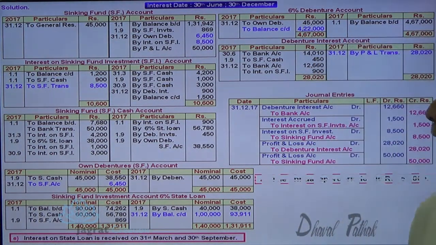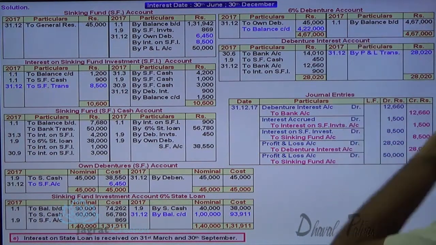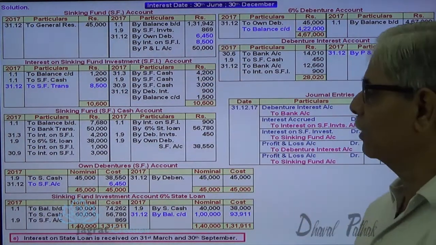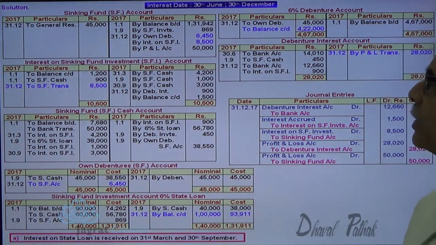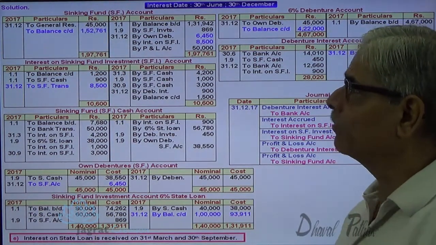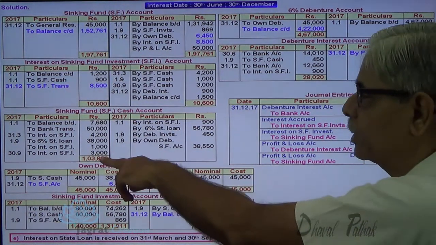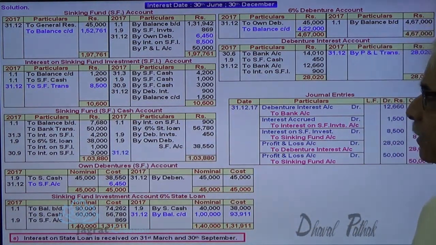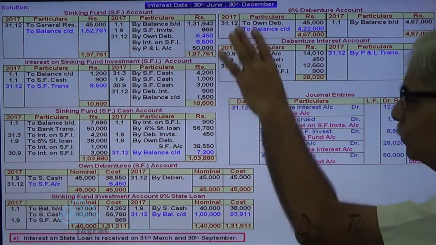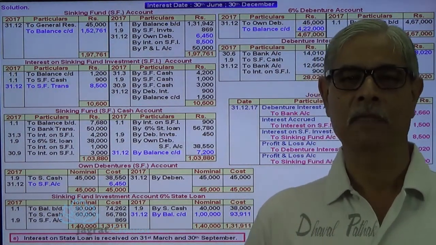Now, I think 1, 2, 3 accounts are closed. Debentures account is also closed. Only this account needs to be closed now, and this cash account. So this is the closing balance of sinking fund that will be carried forward to next year. And in cash account, this total of debit minus total of credit is the closing cash balance at the end of the year. This is how this sum gets solved. This is a very good sum.